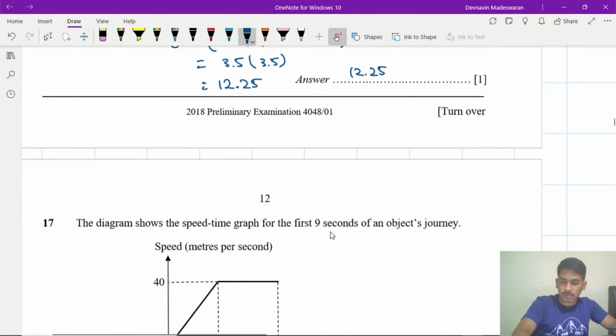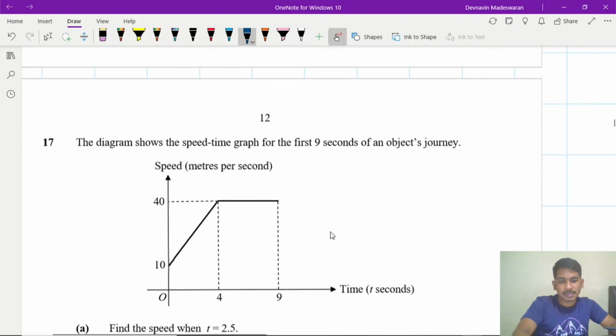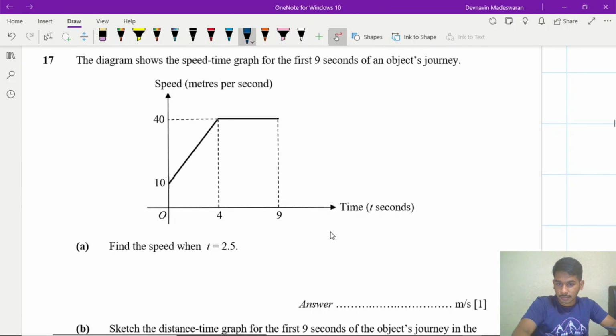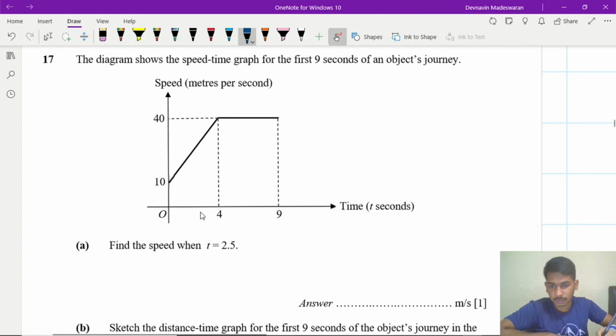The diagram shows the speed time graph for the first 9 seconds of the object's journey. Okay. Find the speed when t is equal to 2.5. What is 2.5? It's somewhere here, but after the halfway point. Okay, so 2.5. We have to find the gradient and stuff like that, right? If I'm not wrong. Wait, let's think of a graphical way of doing this.